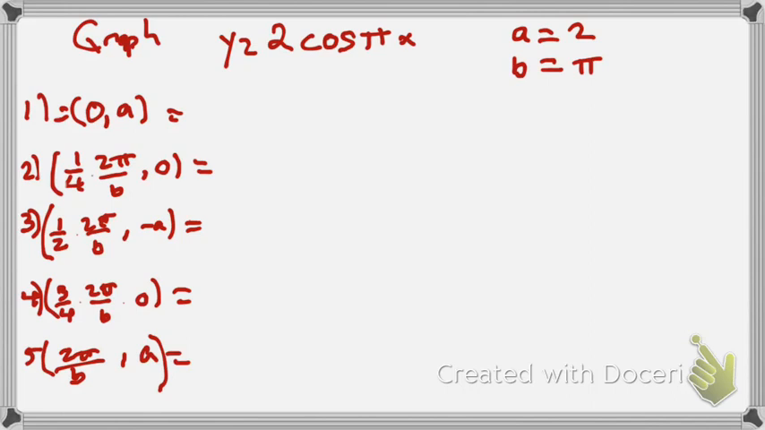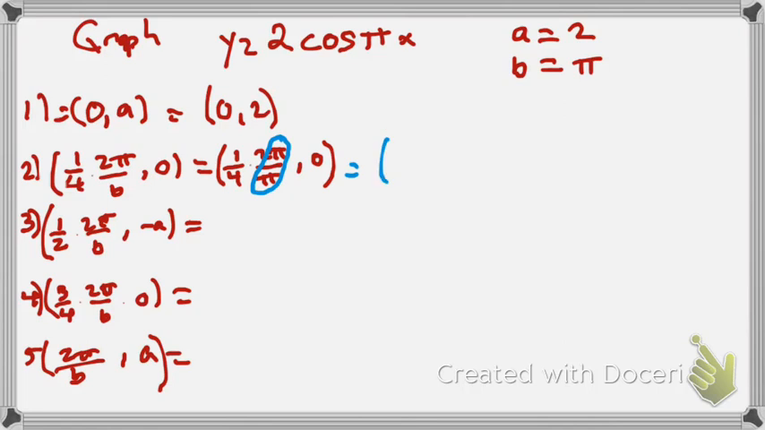Okay? So I have 0, comma, a. So my first point is going to be 0, comma, 2. Easy enough. My second point is going to be, I'm going to plug everything in. 2 pi over b is pi, and then comma, 0. Now this is kind of nice because every single one of these has 2 pi over b. And every single one of these times 2 pi over pi is going to cancel to just be 2. So that's going to be the same thing as 2 over 4, which is the same thing as 1/2. So it's going to be 1/2, comma, 0.